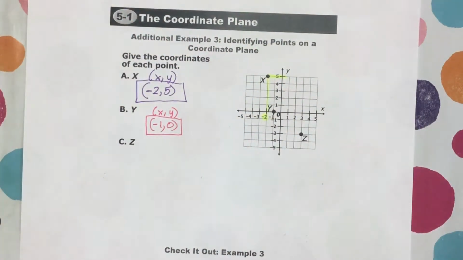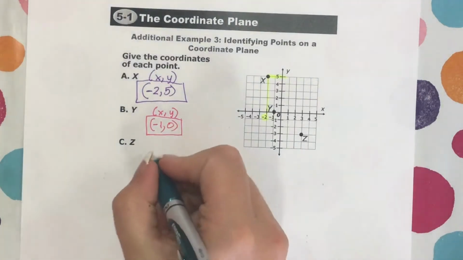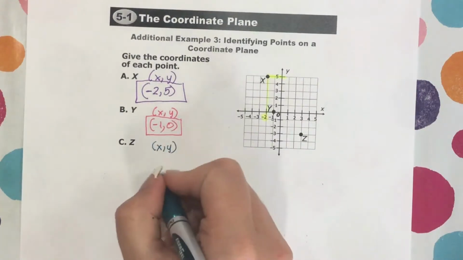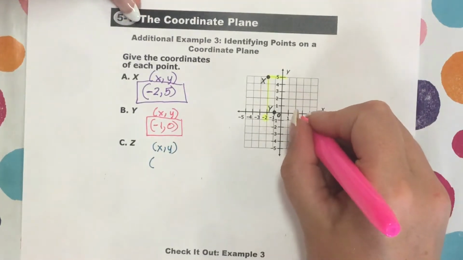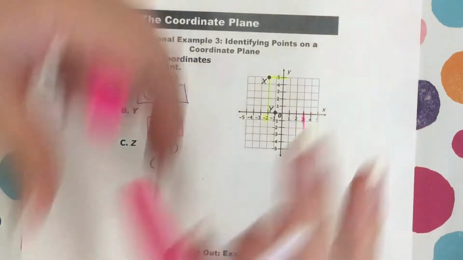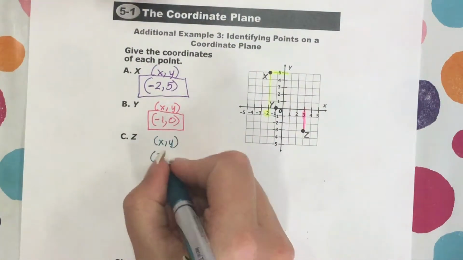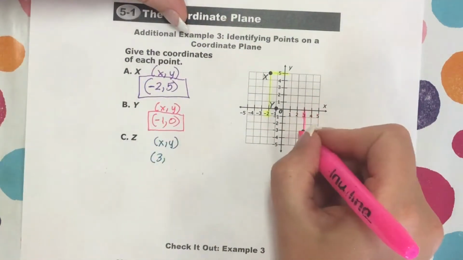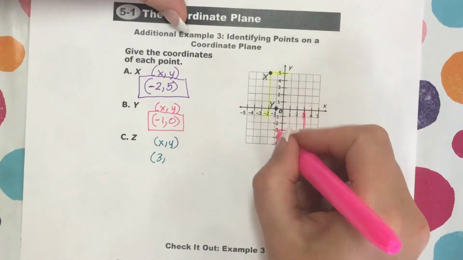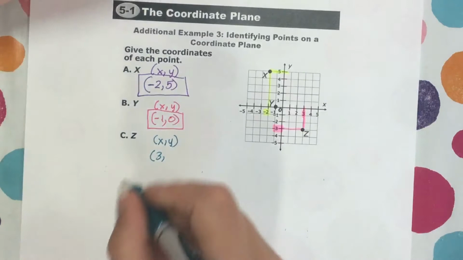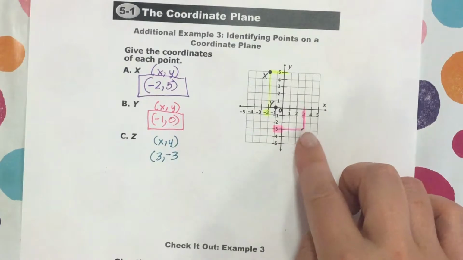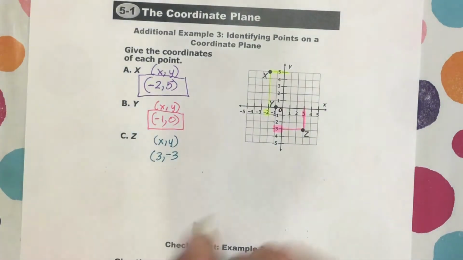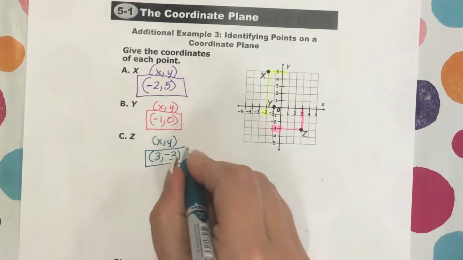Okay, let's go on to z. So for z, I'm going to start with the x and the y. So let's go ahead and figure out what the x part is first. I'm going to go up from z to the x-axis, and you can see right here that it's 3. So that means that the x part is +3. And then from this point z, I'm going to go over to the y-axis, and it meets at -3. And if you see where 3 and -3 meet, they meet right at z. So this would be the ordered pair or the point for z.